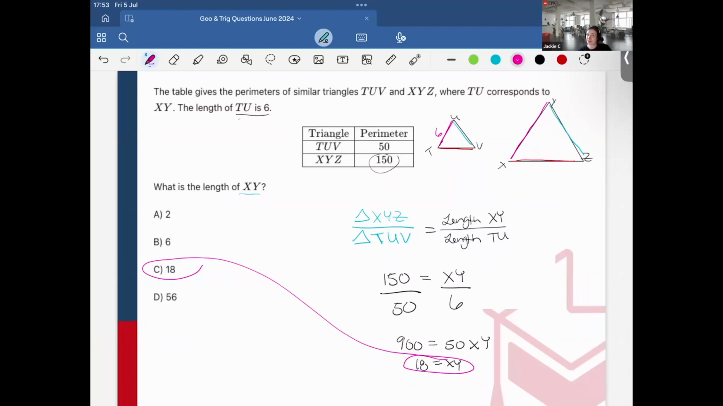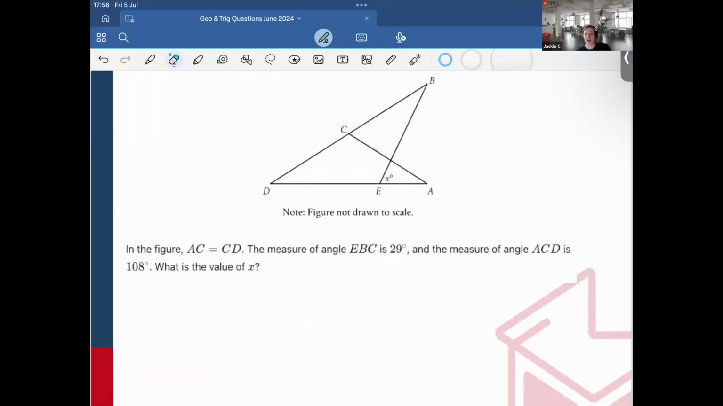And that's how you can solve that one. Okay, so this one, we have in the figure AC is equal to CD. Important piece of information, so just label that. So AC is equal to CD, which means that this triangle is isosceles.